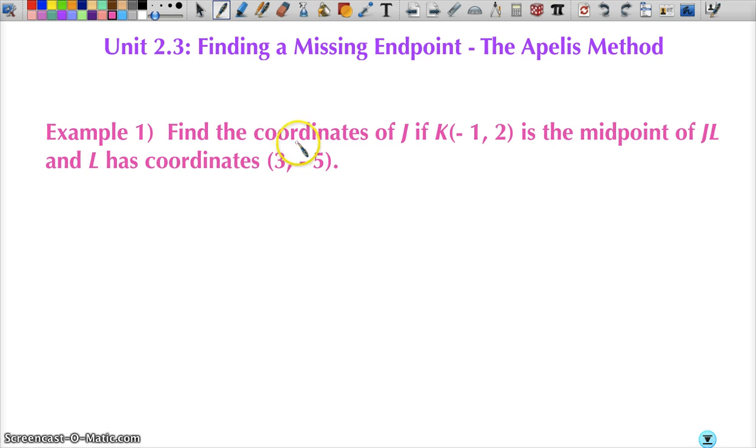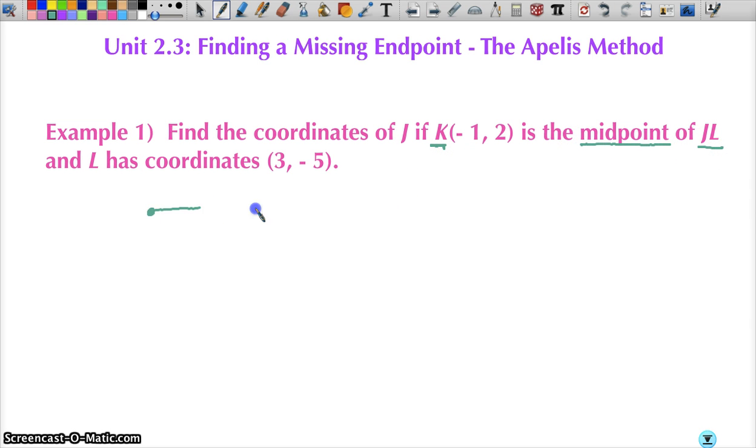Okay, and then this is our last example, and this is just looking for a missing endpoint, but I'm going to call this the Apellis method. And the reason I call it that is because you're not actually going to find this in a book. It's something that some students and I had kind of come up with to make it a little bit easier on you. So first what we need to do is deal with getting a diagram. A lot of times a diagram is going to make this so much easier on you. So we're looking for J. So K is the midpoint of JL.